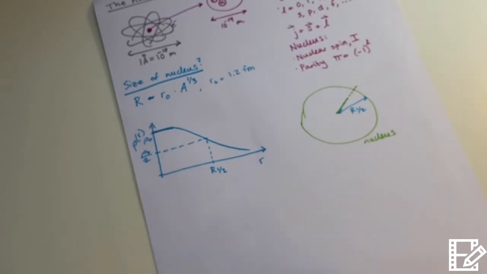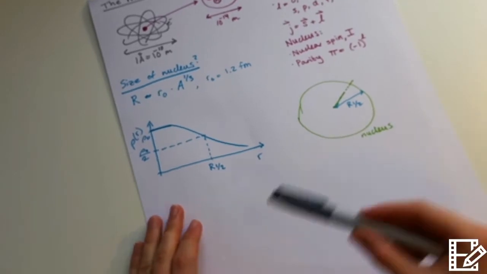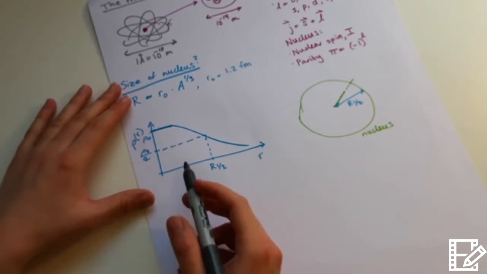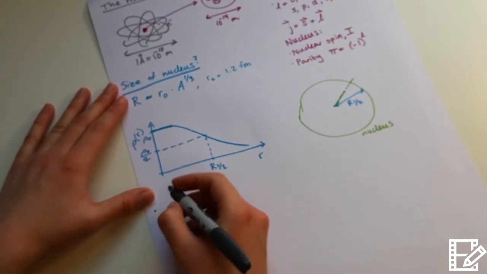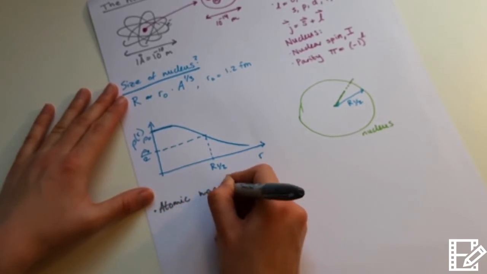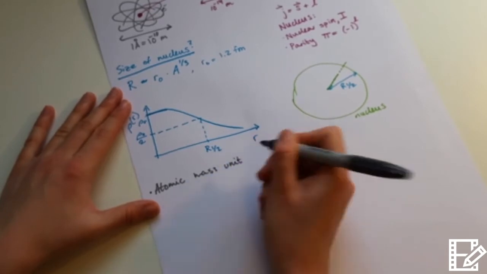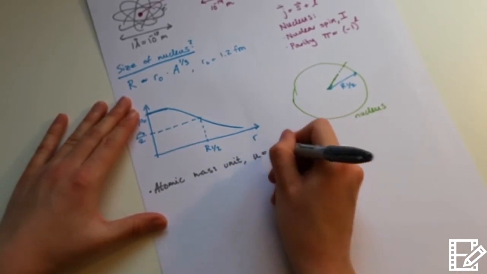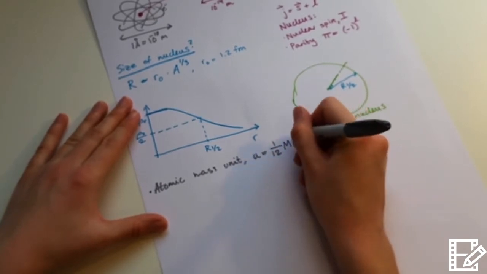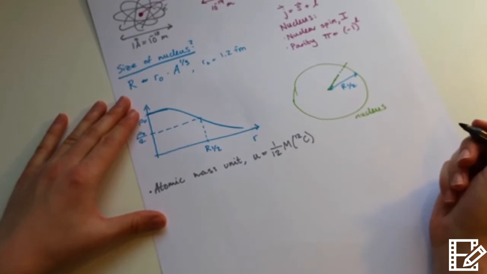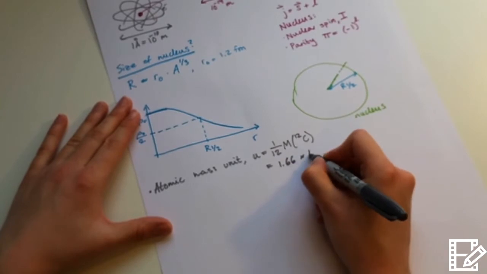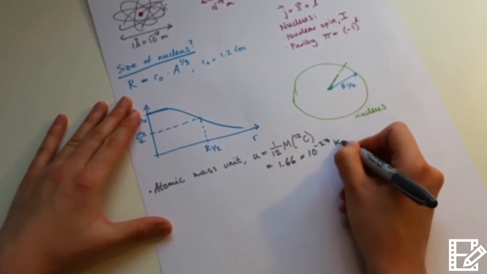So let's talk a little bit about the language we use when talking about nucleons and the forces and everything. In nuclear physics, we like to use the atomic mass unit, U, which is defined as 1/12 of the atomic mass of carbon 12. Because it's a mass, this is about 1.66 times 10 to the minus 27 kilograms.